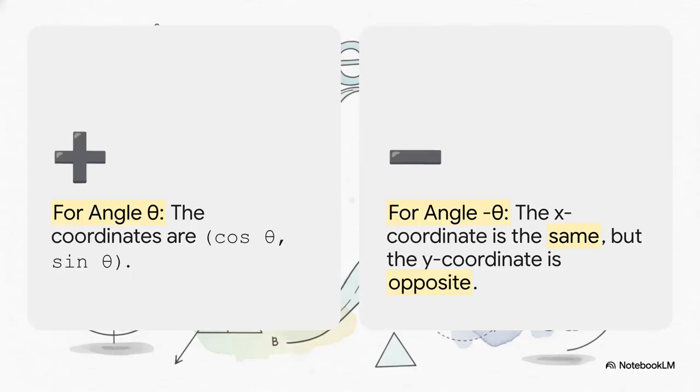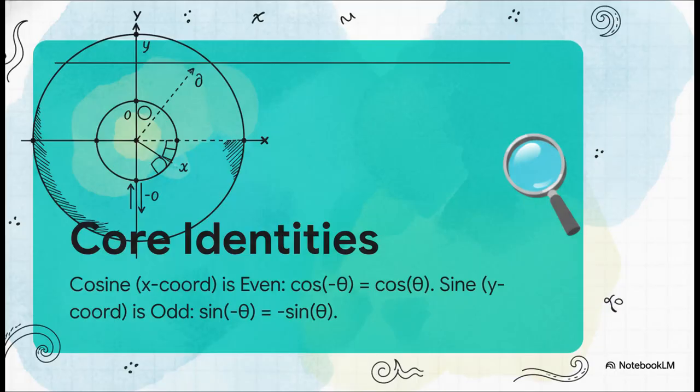And here's where it gets interesting. Because we just flipped over the x-axis, take a look. The x-coordinate for both points is exactly the same. It didn't change at all. But the y-coordinate for negative theta is now the complete opposite of what it was for positive theta. And that right there, that visual, perfectly explains our main identities.